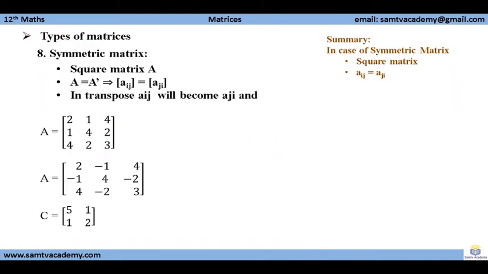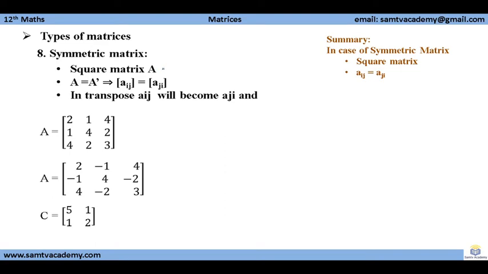Now after transpose only we can understand these two types of matrix. That's why I have left these two matrices. So now let us cover these two matrices. What is the first matrix? It is a symmetric matrix. So what is a symmetric matrix?